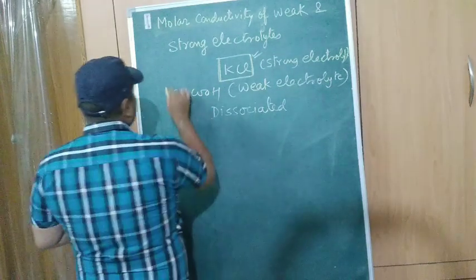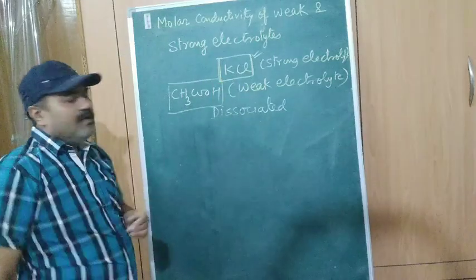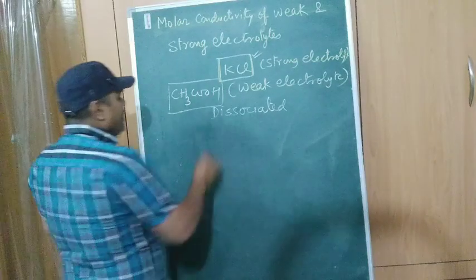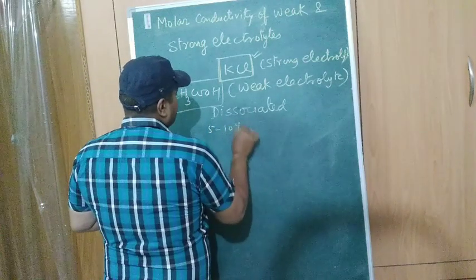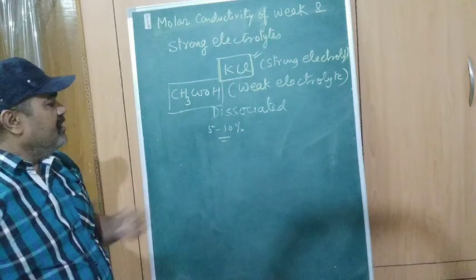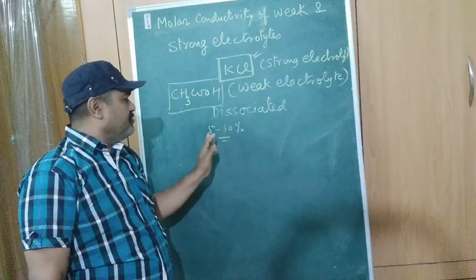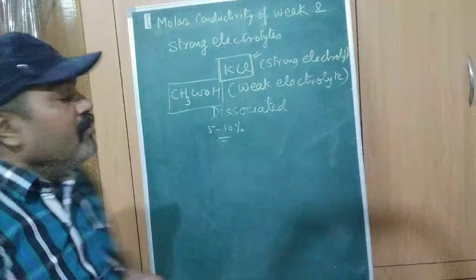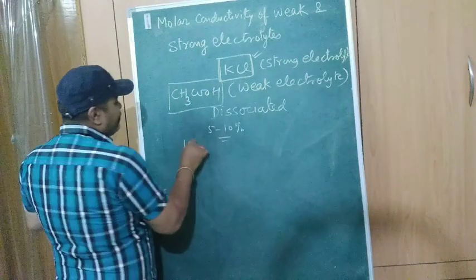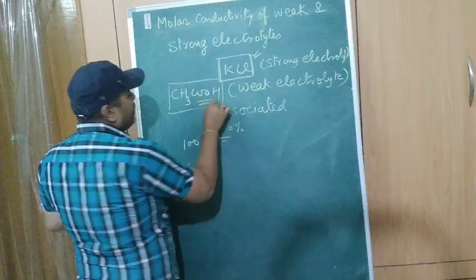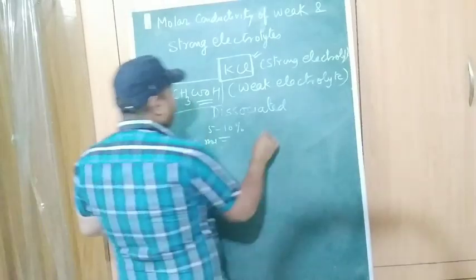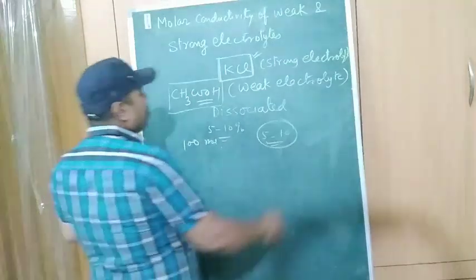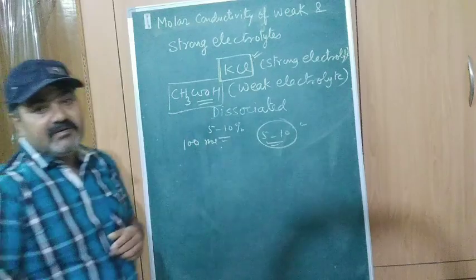While in the case of weak electrolytes like acetic acid, in general when the concentration is higher, a very small percent of the molecules are dissociated. We can observe this is in the range of 5 to 10%. Meaning if we take 100 molecules of acetic acid, only 5 to 10 molecules are dissociated, and they will contribute towards the molar conductivity.